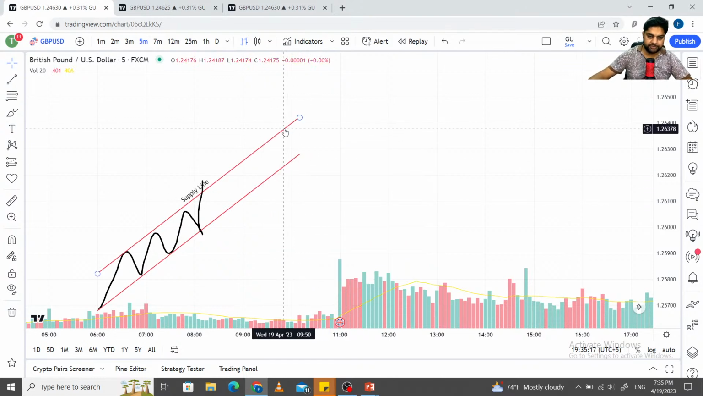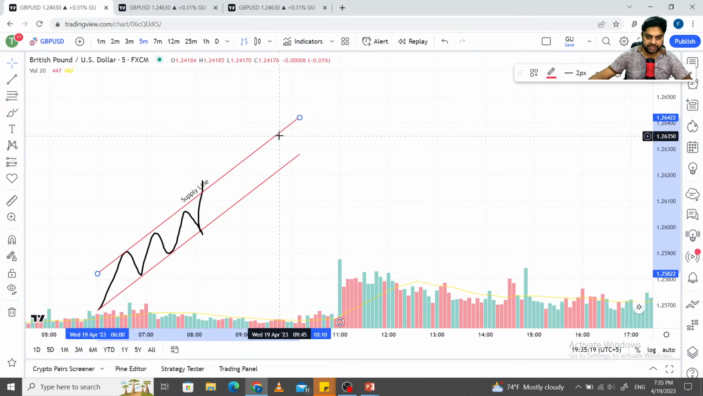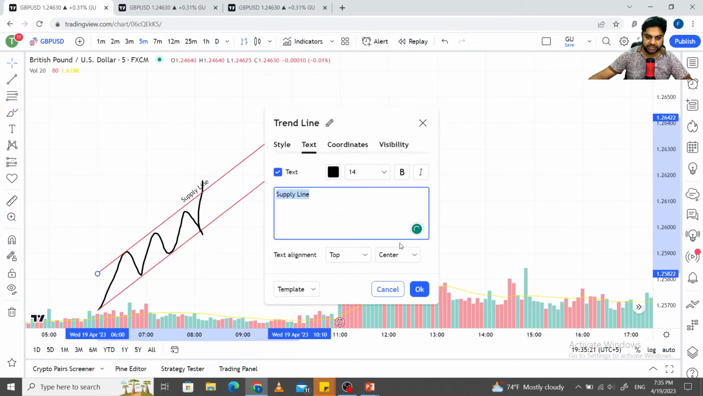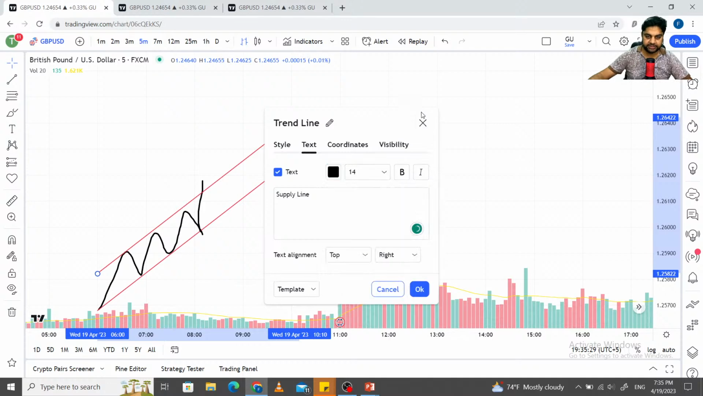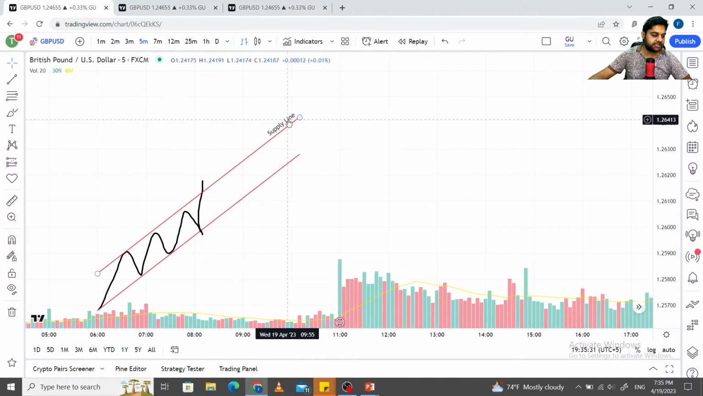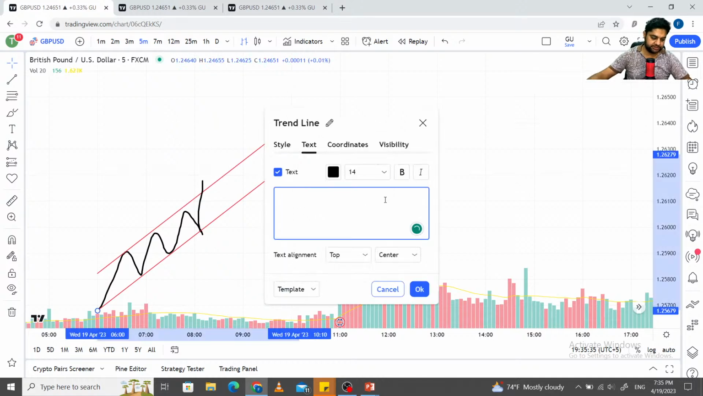I will put it on the other side so that you can easily see this, not in the center but on the right. I hope you guys can see this now very clearly. Let's make it black. So this one right here is the supply line. And how about the demand line? So this is the demand line.